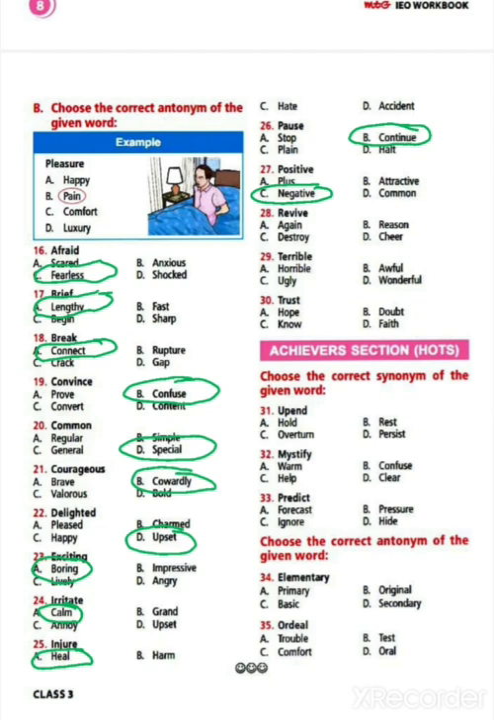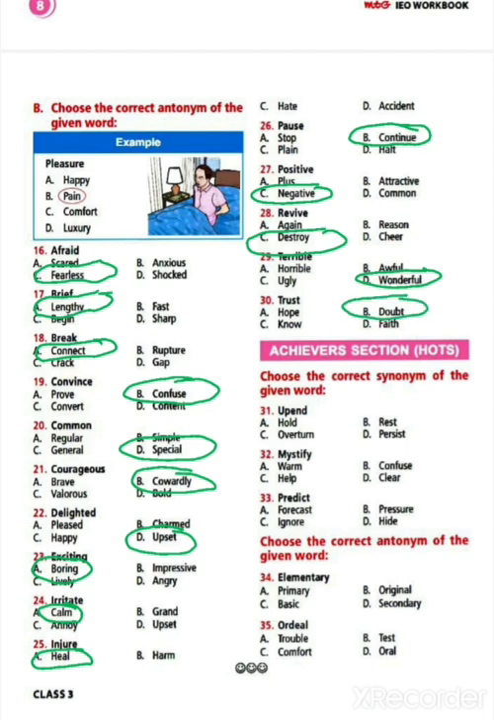Number 28, revive. Your answer is, for 28, the opposite word is destroy. Number 29, the question is terrible, and your answer is wonderful. So opposite of terrible is wonderful. Number 30 is trust, and your opposite for trust is doubt.